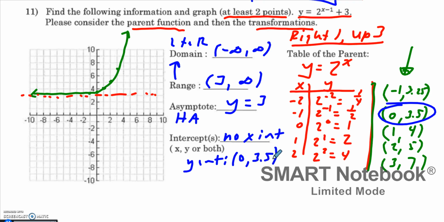For your test, for both exponential and log graphs, please always consider the parent function first, find those values, and then think about the transformations, especially since that relates so much to what we did first semester.